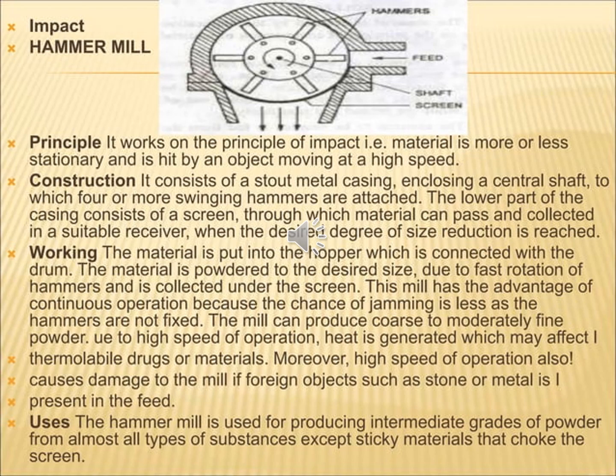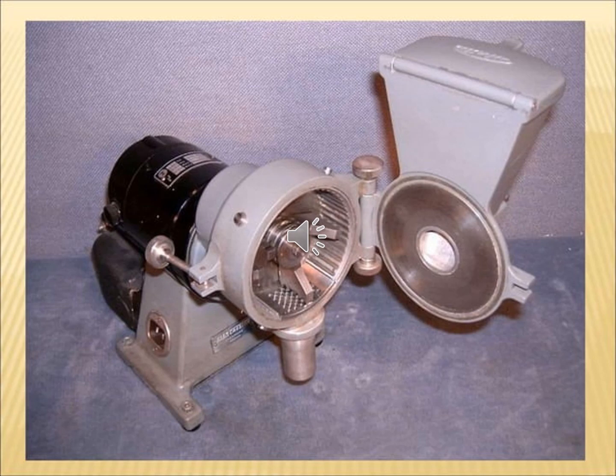Due to high speed of operation, heat is generated which may affect the thermolabile drugs of material. Moreover, high speed of operation also causes damage to the mill if foreign objects such as stone or metal is present in the feed. Uses: the hammer mill is used for producing intermediate grade of powder from almost all types of substances except sticky material that choke the screen. This is the actual diagram of hammer mill.